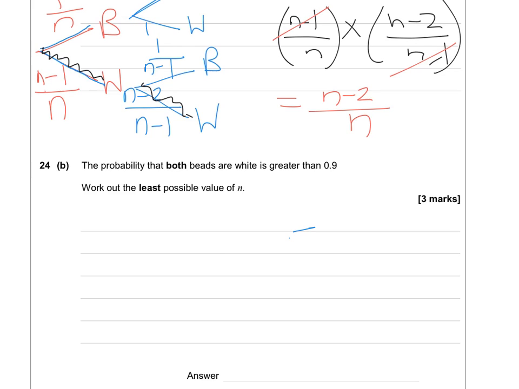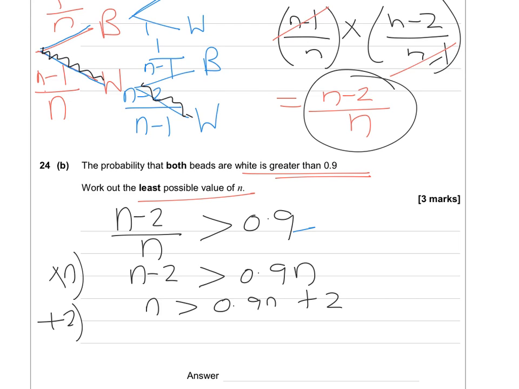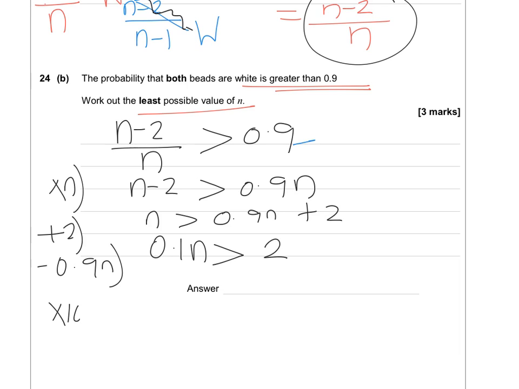Part B. The probability that both beads are white is greater than 0.9. Work out the least possible value of n. Now the probability of both beads being white is this, n minus 2 over n, and that's greater than 0.9. We've got to solve this inequality. Multiply by n, so n minus 2 is greater than 0.9 n. Add 2, so n is greater than 0.9 n plus 2, and subtract 0.9 n. This gives us 0.1 n is greater than 2, and if we multiply by 10, that gives us n is greater than 20, which means the least possible value of n is 21.